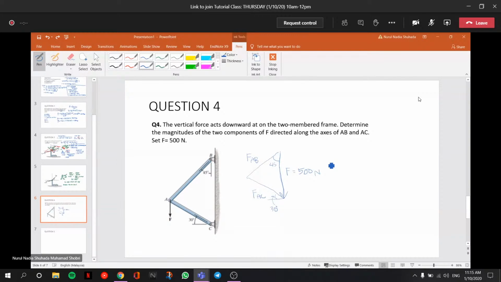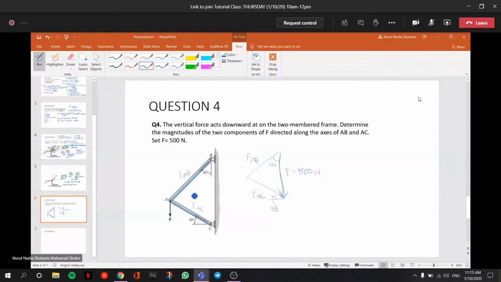Okay, for question number 4, the vertical force acts downward. So if we redraw the diagram, it will be something like this. This is the force downward, 500 Newton. And then the question wants us to determine the magnitude of the two components of F directed along the axes of AB and AC. So that would be around here for force AB, and force AC would be around here.